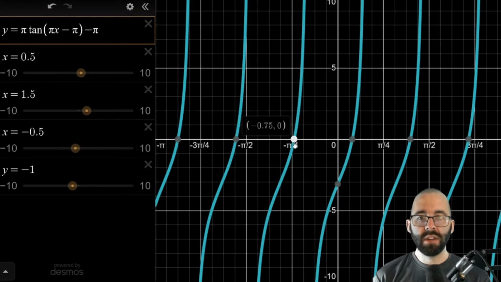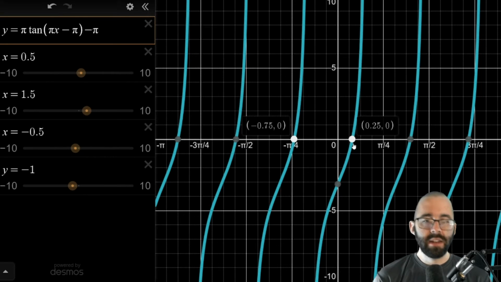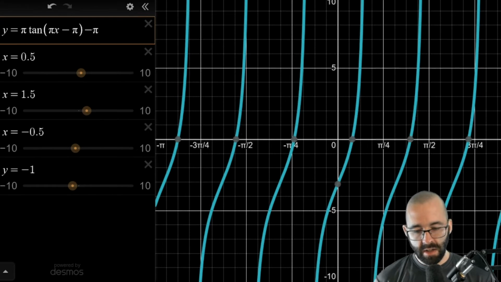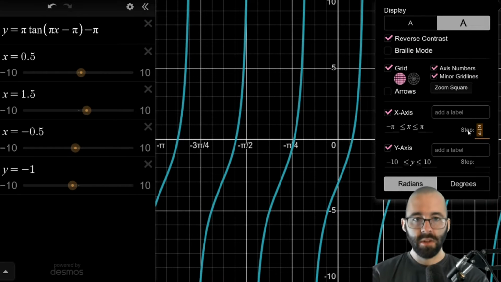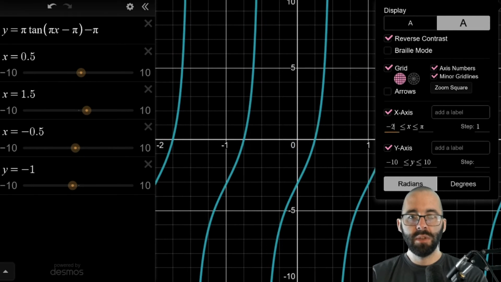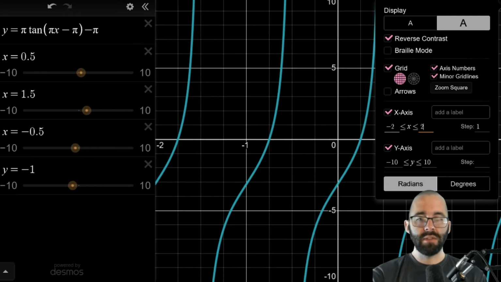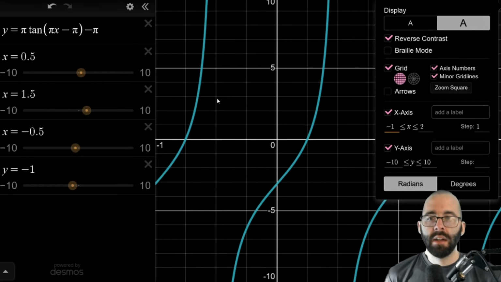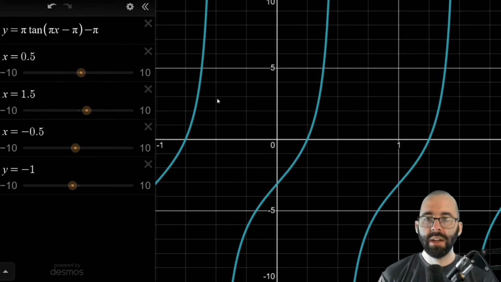So first off, let's look at our period. Our period is positive 1, right? The difference between these x coordinates is positive 1. So let's make our step size over here positive 1, hit that little wrench icon. And let's look from maybe negative 2 to positive 2. We only need 2 periods of this. All right, so maybe we could start at like negative 1. All right, this is what we have going here.